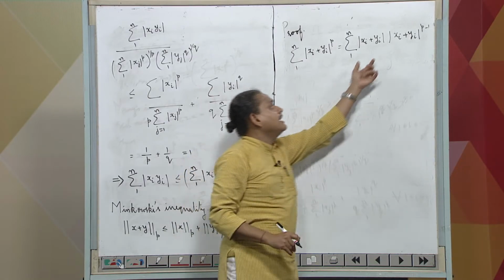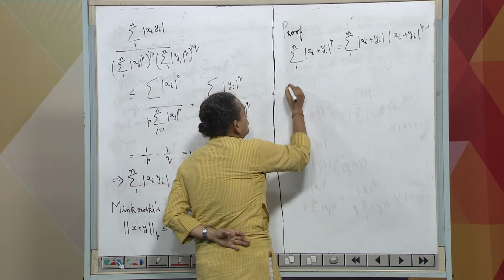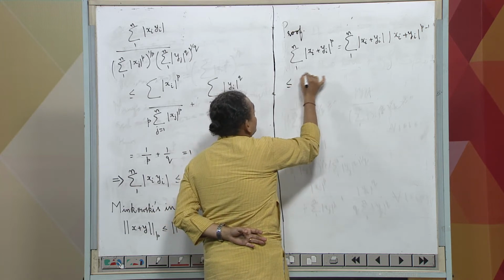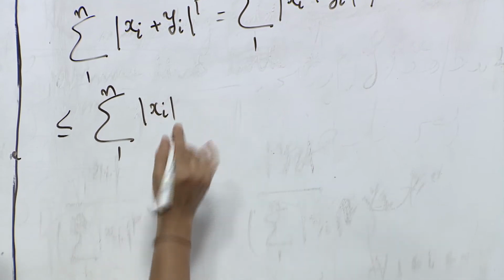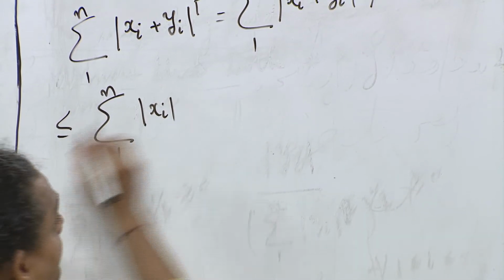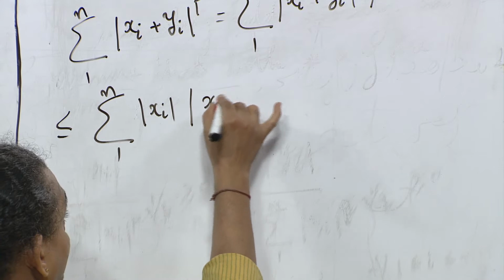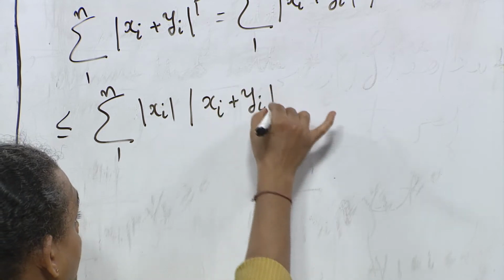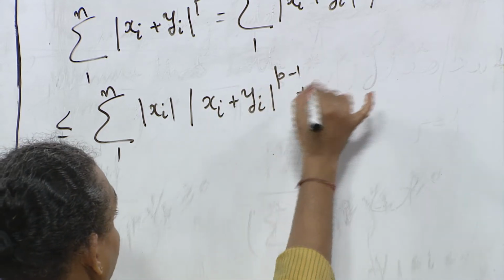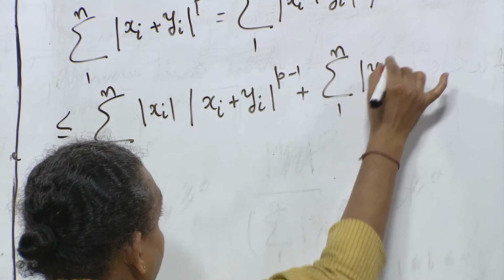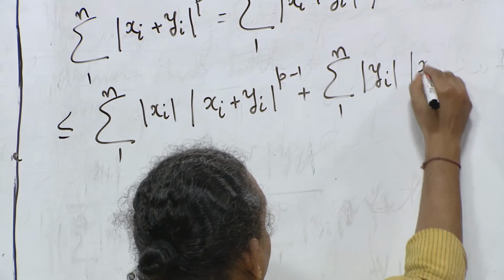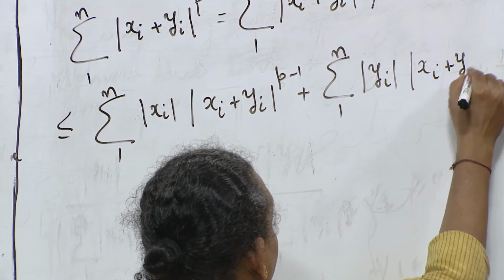Now, we know the triangle inequality for the modulus, let us make use of it here, less than or equal to summation 1 to n mod xi plus mod yi. So, let me write it as xi plus yi raised to the power p minus 1 plus summation 1 to n mod yi into mod xi plus yi.